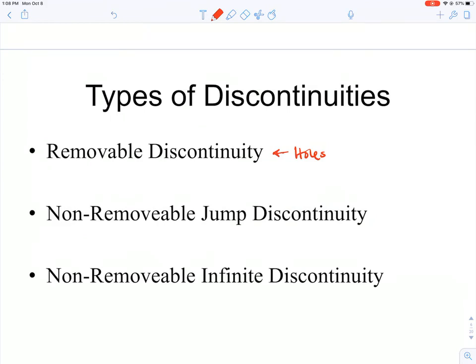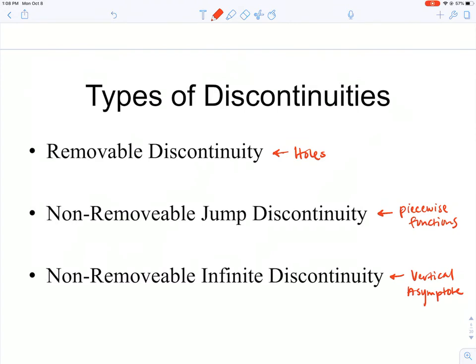Then non-removable jump discontinuities. You have already run into these. It's just that now we're going to be talking about them as points of discontinuity and labeling the type of discontinuity. This happens with piecewise functions. And then non-removable infinite discontinuities can happen basically anytime there's a vertical asymptote. So a rational function, or some sort of piecewise function as well.